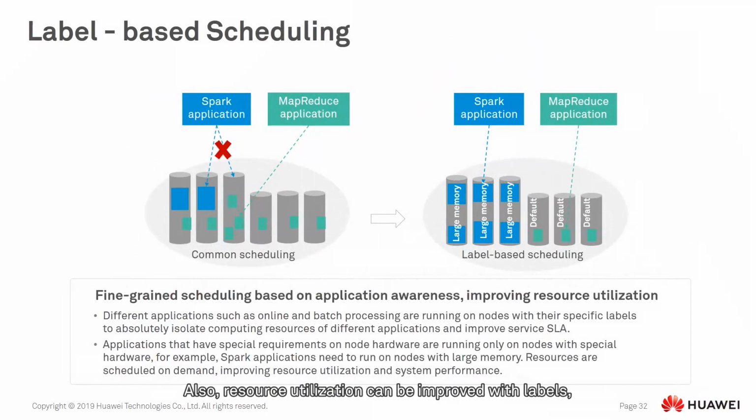Also, resource utilization can be improved with labels. Different types of applications are running on nodes with their own specific labels, which absolutely isolates the computing resources for different applications. Besides, for those applications that require special nodes, like Spark application needs to run on nodes with large memory, we can label the nodes so that resources are scheduled on demand.